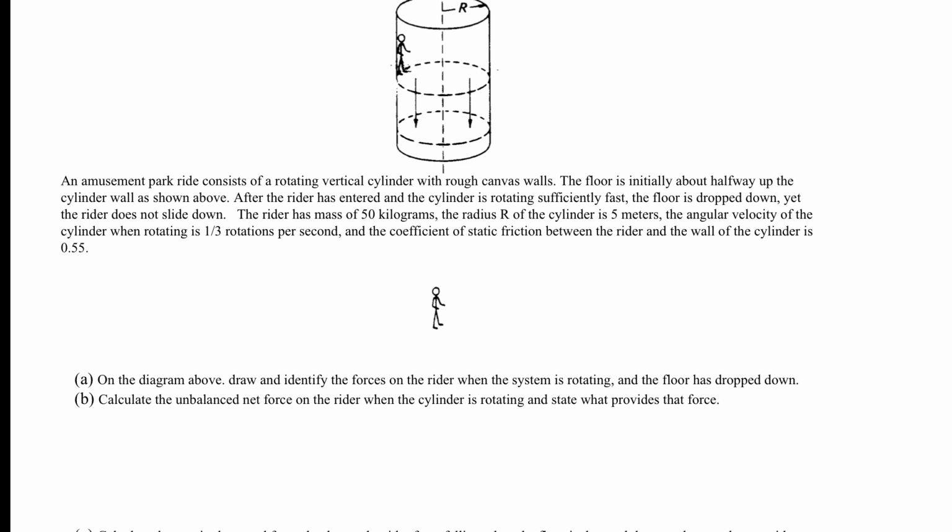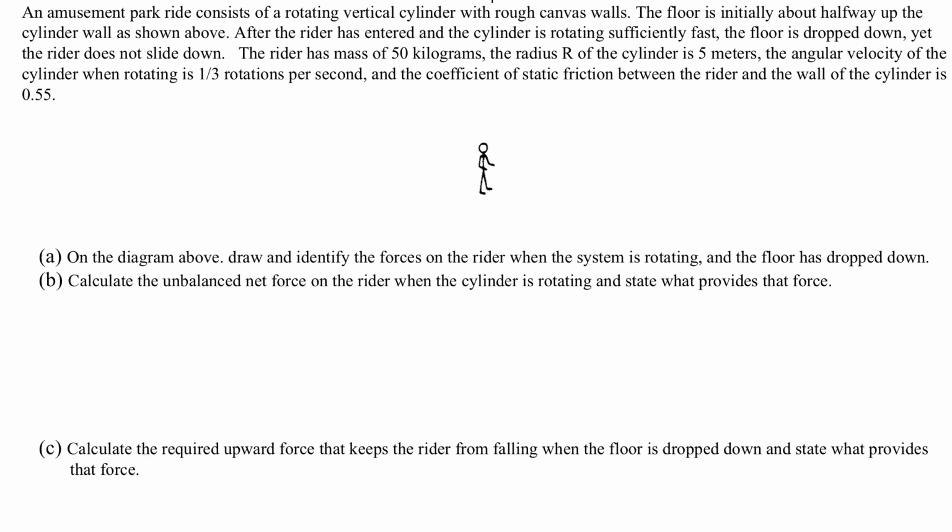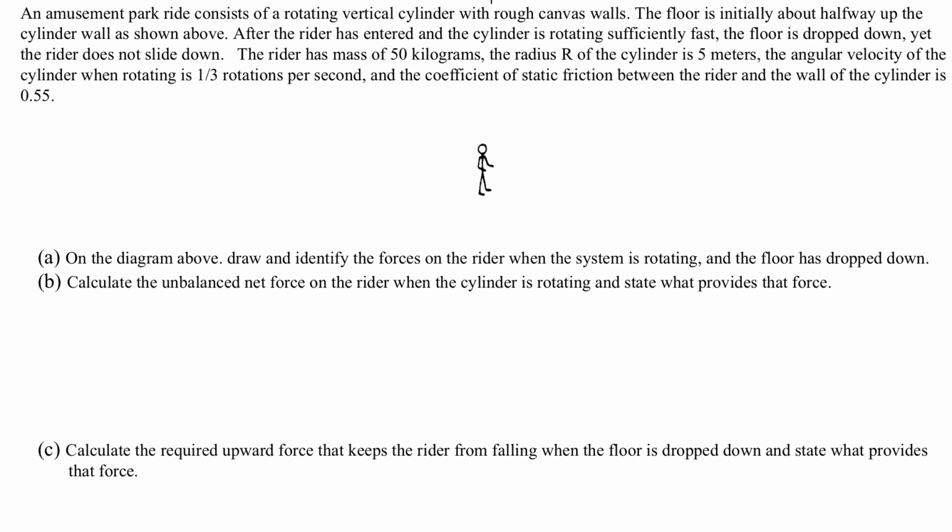The radius of the cylinder, R, is 5 meters. The angular velocity of the cylinder when rotating is 1/3 rotations per second, and the coefficient of static friction between the rider and the wall is 0.55. All right. They've certainly given us everything we're going to need. This feels like an exercise. To me, an exercise doesn't really require you to do a whole lot. Just apply the rules and solve a problem.